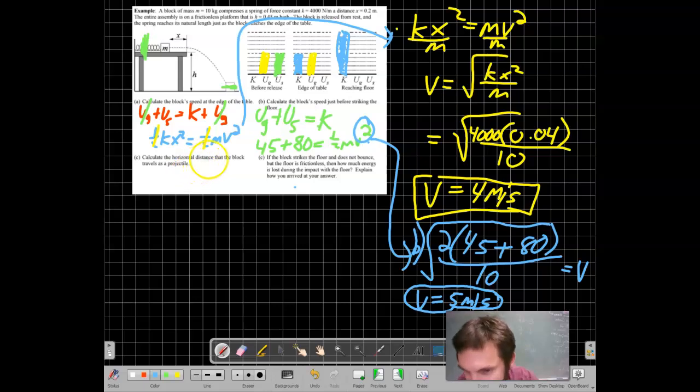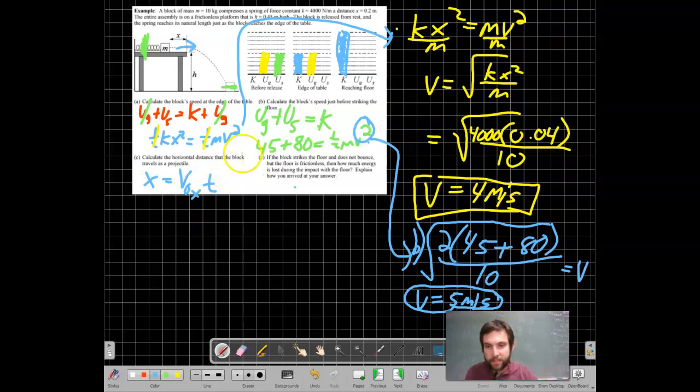Now let's calculate the horizontal distance the block travels as a projectile. Projectile, Mr. Scopetis, come on! Well, remember, it's calculating the horizontal distance. So we can use our range formula, which is the initial velocity in the x times t. Okay, so how are we going to get the initial velocity in the x? When it becomes a projectile, we are launched horizontally already. So our launch angle is 0, which means all of the launch velocity is going to be the initial velocity in the x. There is no vertical velocity yet.